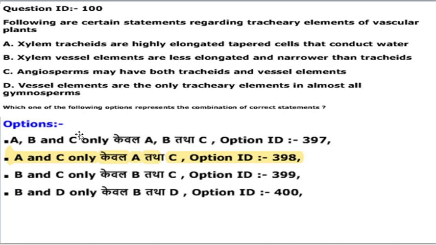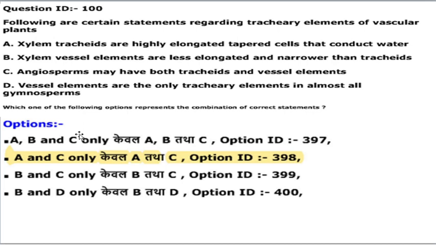Okay, so first: xylem tracheids are highly elongated, tapered cells that conduct water. Absolutely correct. If you see the structure of a tracheid, it is tapered, which means narrow towards the bottom, just like your ice cream cone. Next, if you take the structure of a vessel, it will be shorter as well as wider at the bottom. So option A is correct.